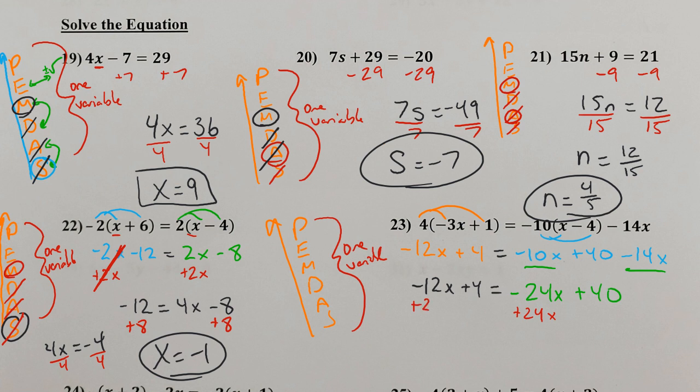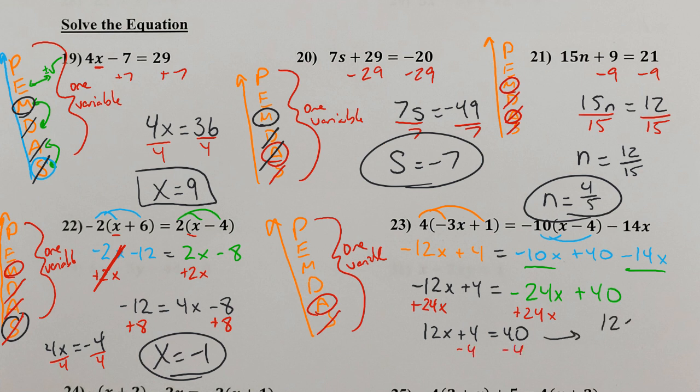You could add 12x to both sides. As long as you do it to both sides and you do it correctly, it doesn't matter. So I'm going to have 12x because negative 12 plus 24x is 12, plus 4 equals 40. Now, after all that work, I'm finally thinking about PEMDAS in reverse, or PEMDAS backwards. I don't see subtraction, I see addition, and that's why I'm subtracting 4 from both sides.